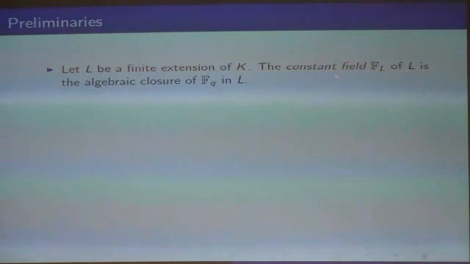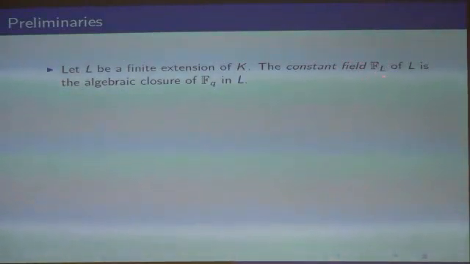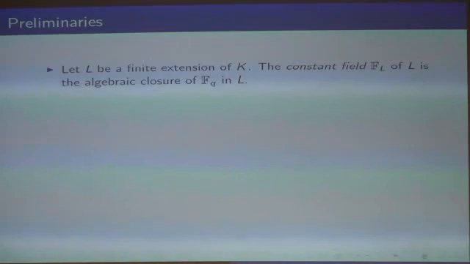and for the constant field of L we will use this notation. Later, if you see this notation, what is F sub L? What I mean by that is the constant field, which is really the algebraic closure of the finite field in L, so the maximum possible constant extension part.